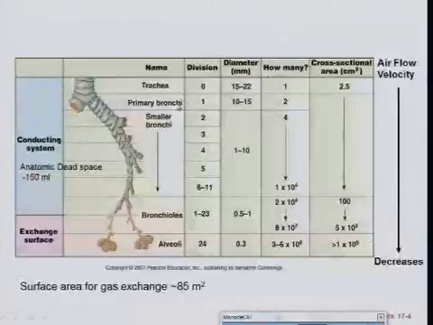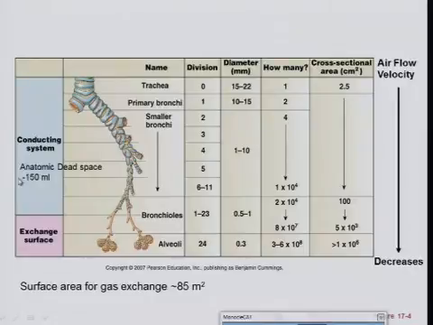Here we look at it in another respect. Once again, here's our branching airway. We have our conducting airway of about 150 ml. That's called anatomic dead space. So remember that term, we're going to talk about it again. The anatomic dead space refers to the gas volume in the conducting airway that is not involved in gas exchange. And then we have our exchange surfaces here.